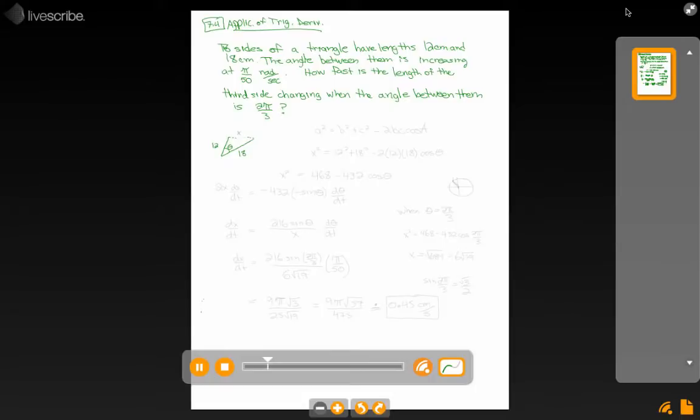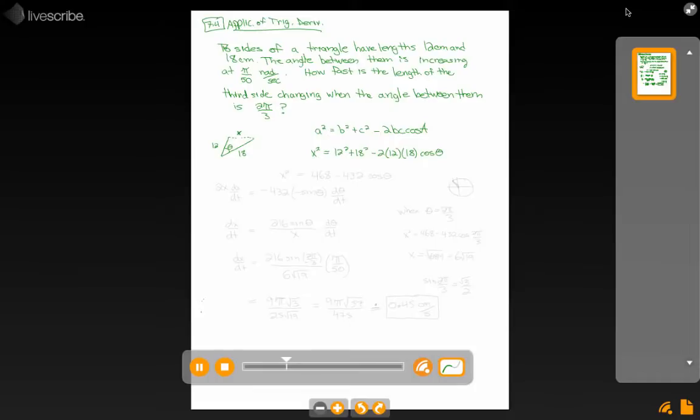I would likely give you, or the book or somebody would give you, if they were asking you this question, the cosine law, which is a squared equals b squared plus c squared minus 2bc cos A. It's basically a modified version of Pythagoras that includes triangles that aren't right-angled triangles. Now in this case, if I call this side x, and my angle theta, I've got x squared equals 12 squared plus 18 squared minus 2 times 12 times 18 times cosine of theta.